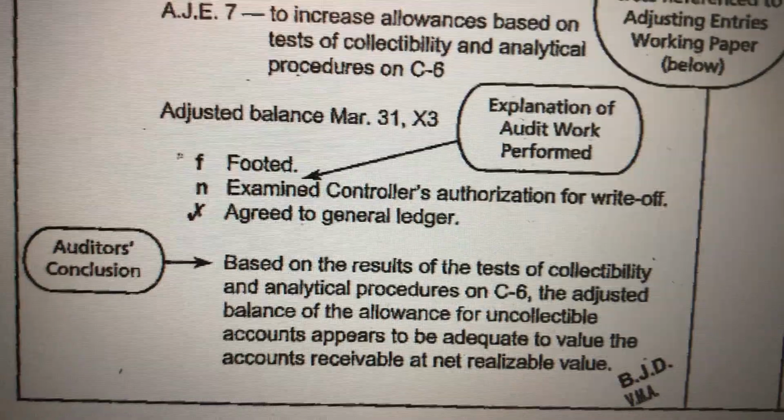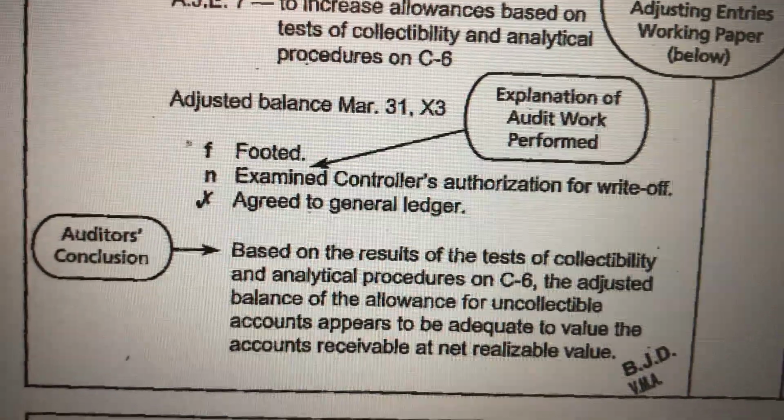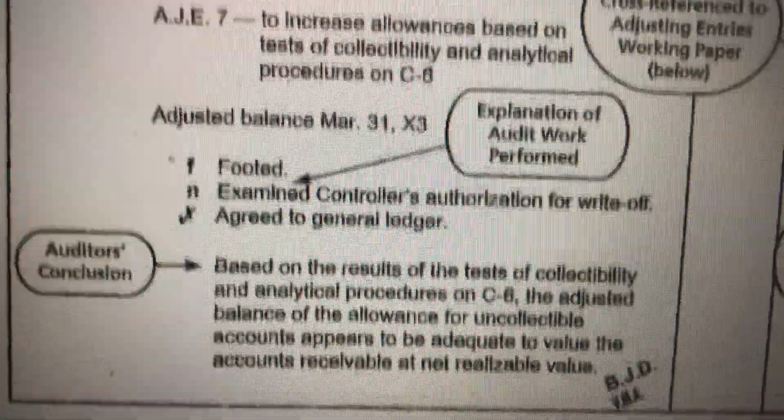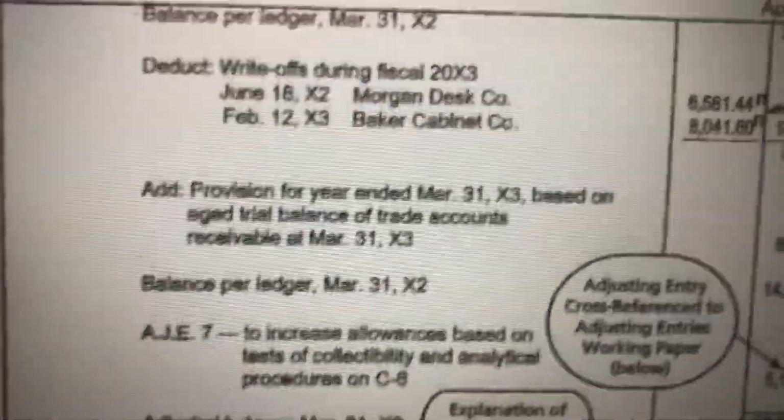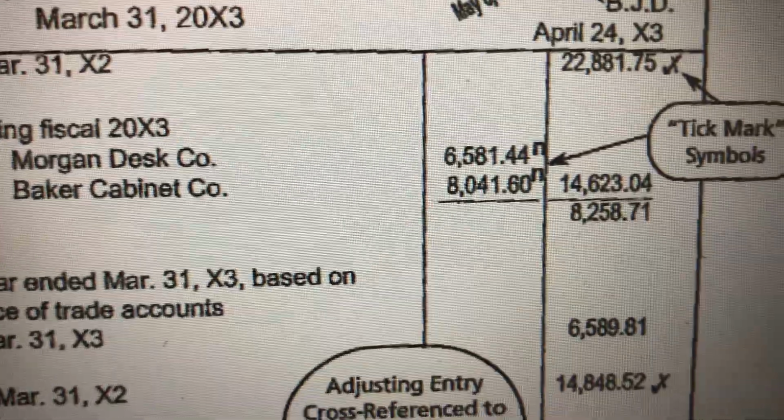Footed, if you've footed a column, you put an F. Okay, if it's been examined by someone else, there's an N. So those are just various symbols that are used. You'll see they're used in some of these.